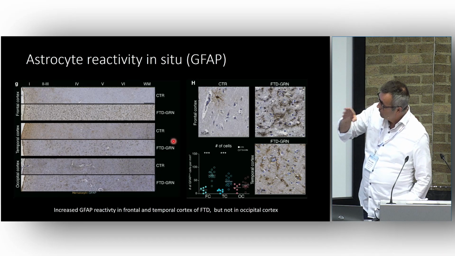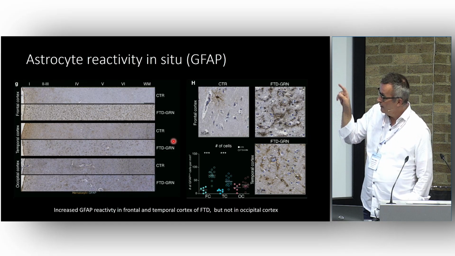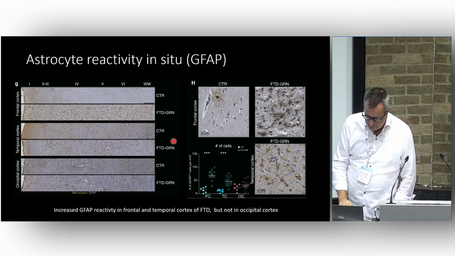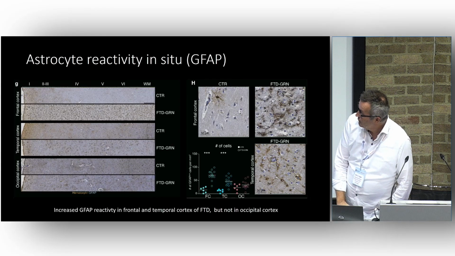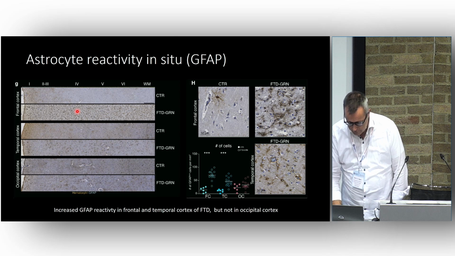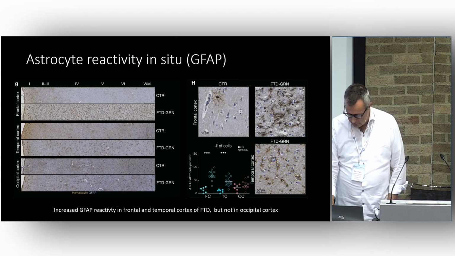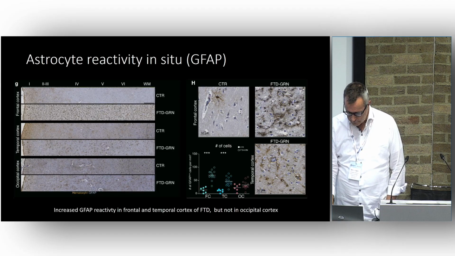Again, immunohistochemistry across all the different brain regions we analyzed, and then cases versus controls. So you can see this is a GFAP stain. There's extensive astrogliosis, as you can see, in the frontal cortex, but not occipital. And if you quantify that, we see more astros and a lot more and severe astrogliosis.